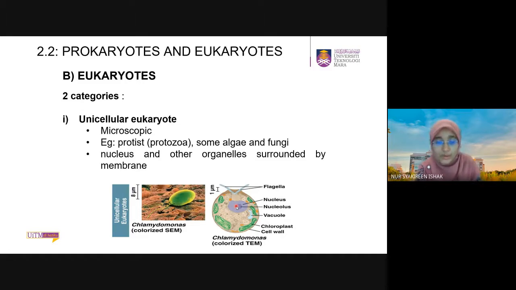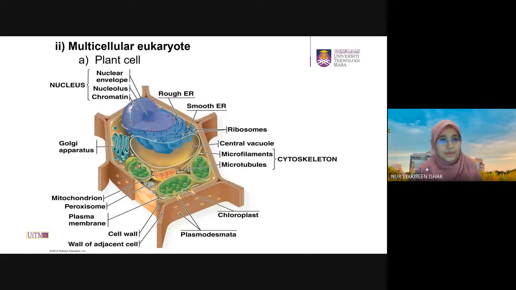So the vacuole, and also for chlamydomonas, they have chloroplasts and also cell wall. In order to aid in the movement, they have flagella. So unicellular eukaryotes are more complex organisms. Because they are more complex, they are multicellular. So you have plant cell and also animal cell.